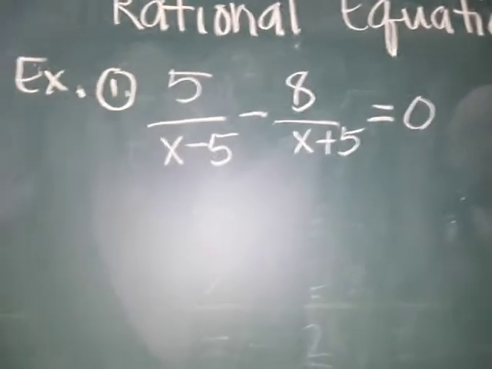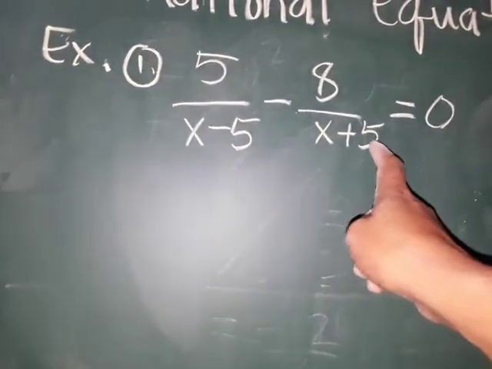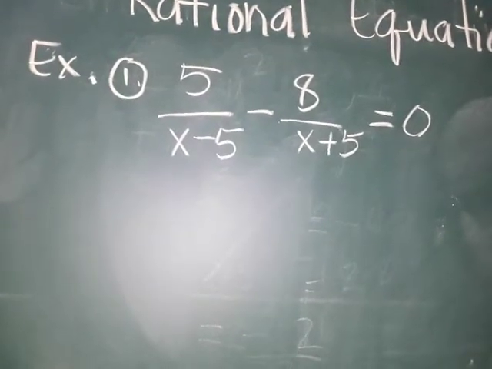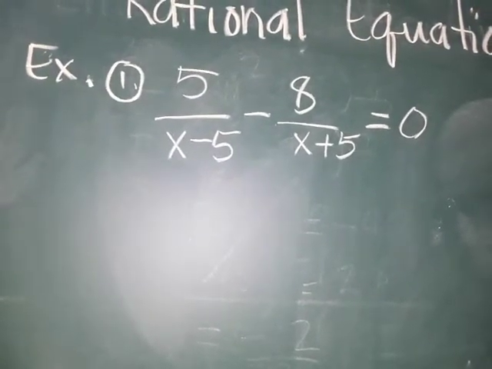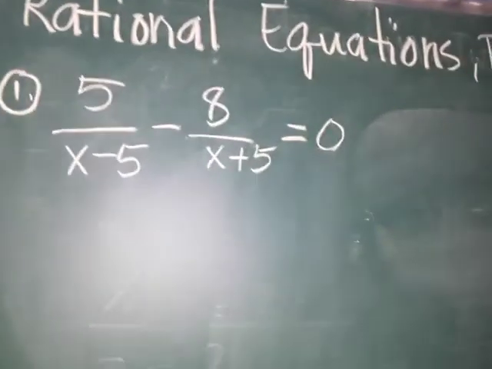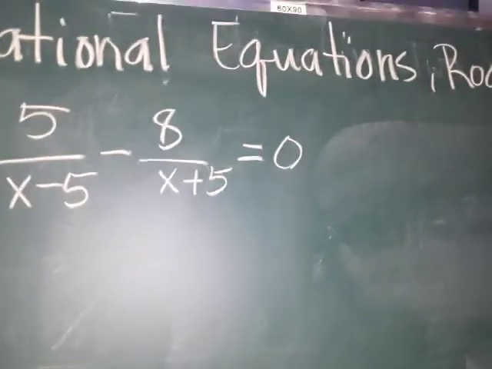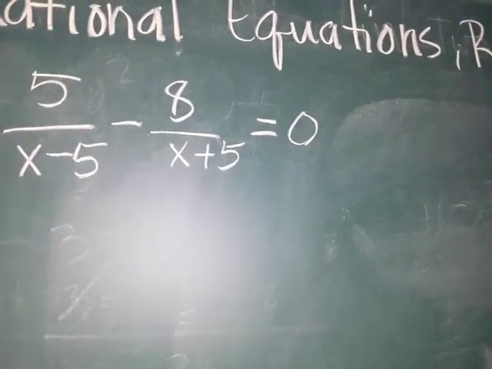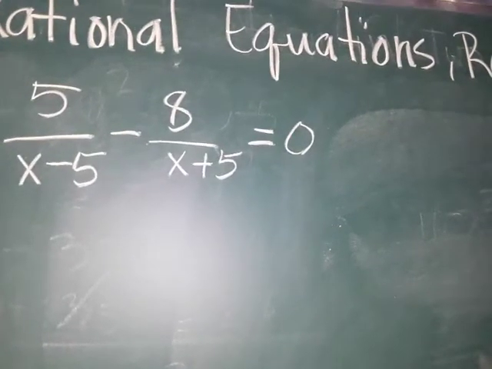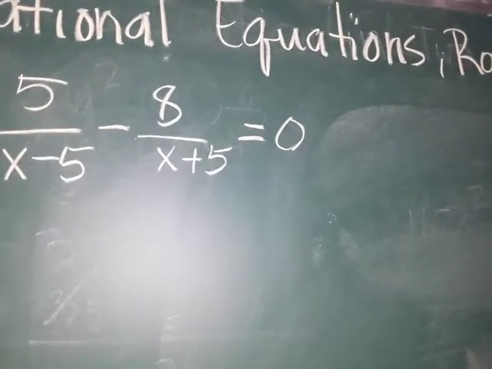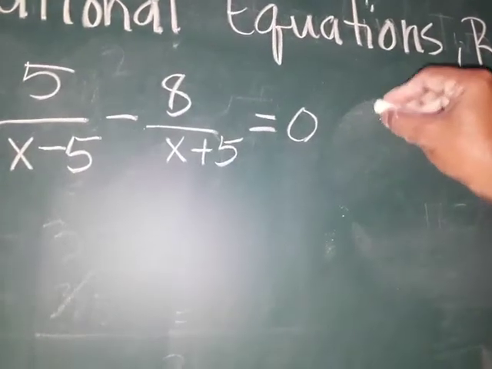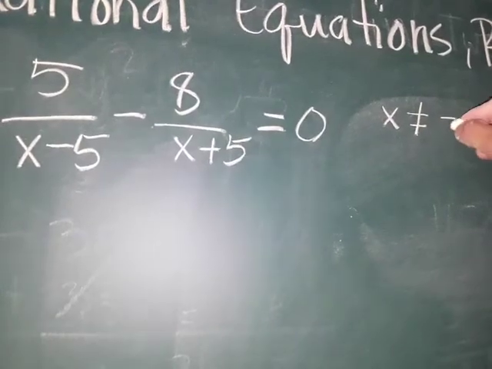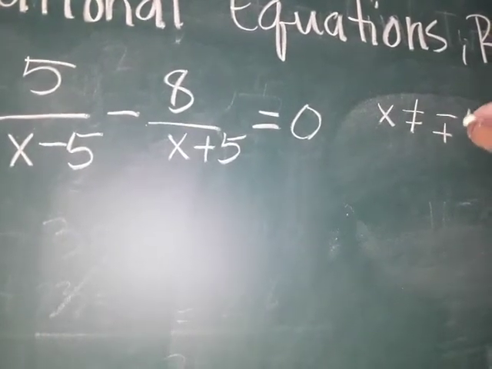Okay, so kung napapansin niyo, meron tayong two denominators which is x minus 5 and x plus 5. So yan ang magiging LCD natin. Pero mayroon tayong tinatawag na restriction. Okay? So, kung kukunin natin ang solution ng ating equation na to, ulitin ko, kung solution ang hahanapin natin, x is not equal to negative or positive 5.